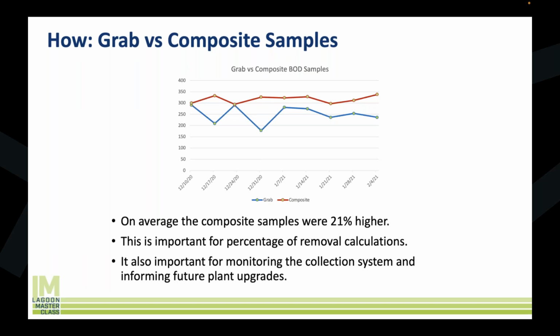If you cannot afford a composite sampler, that is fine. You can create your own composite. You go out there at 3 or 4 different points in one day, and you take a little bit of sample, a little bit of sample, a little bit of sample, mix them all together, then take that to the lab. So that works. It's not quite as good as the 24-hour composite, but it will satisfy the requirement of a composite.